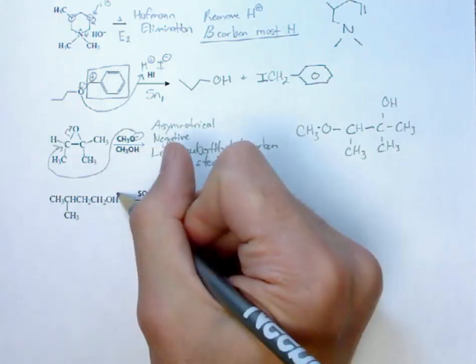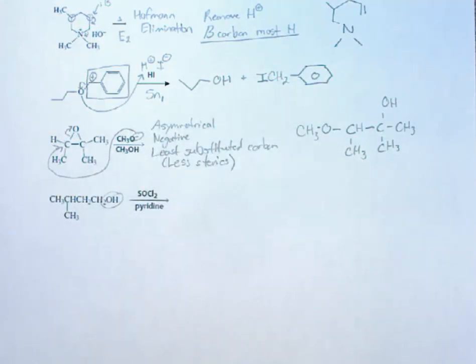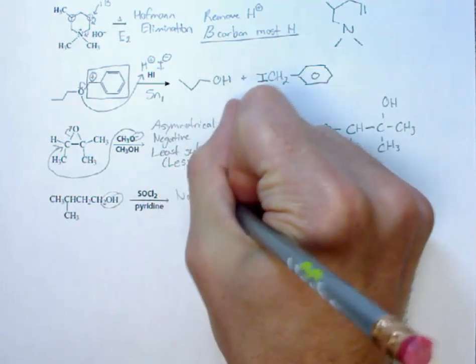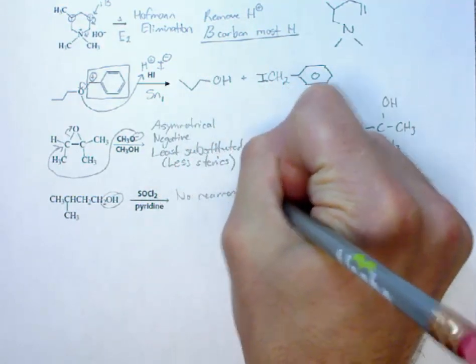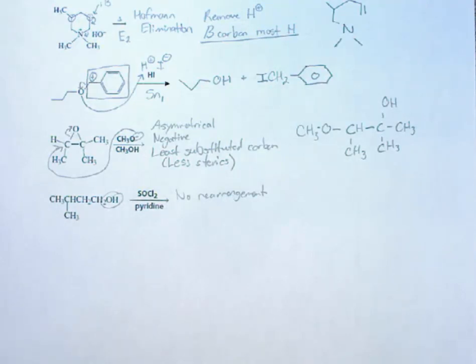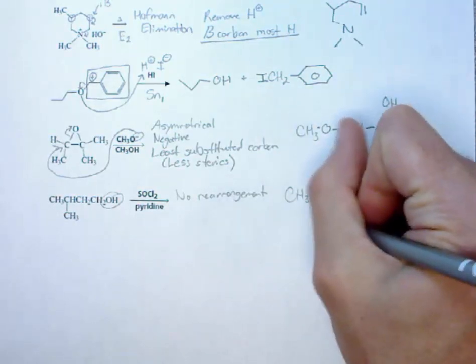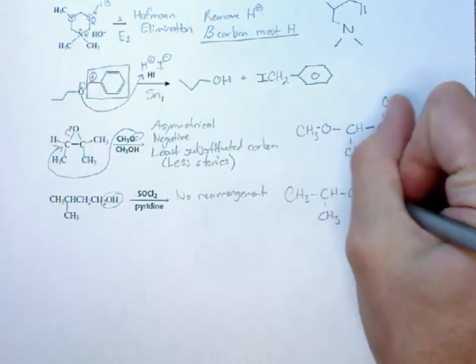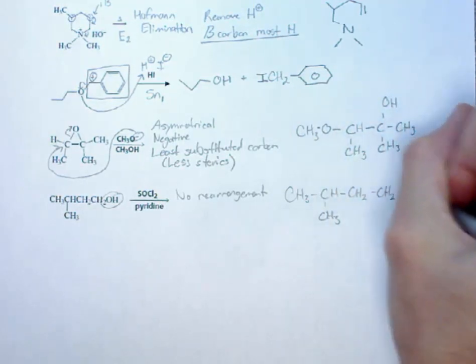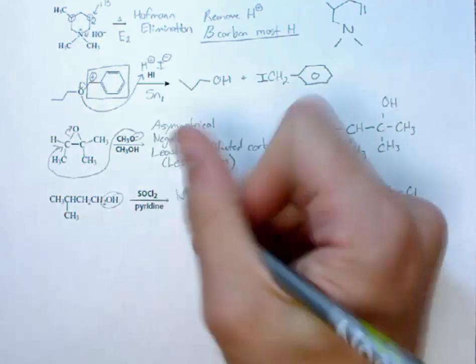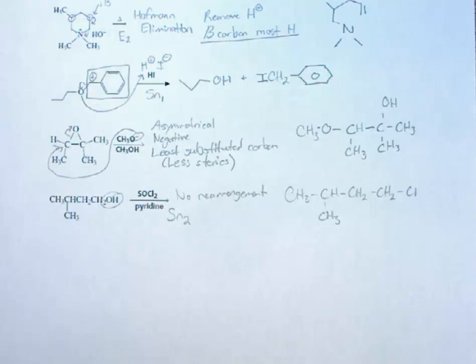For the last one, we have a primary alcohol reacting with SOCl2 and pyridine. So this will not give any rearrangement, and this will be a simple swap between the hydroxy group and a chlorine atom. This will be an SN2 reaction, and you will be forming an alkyl halide.